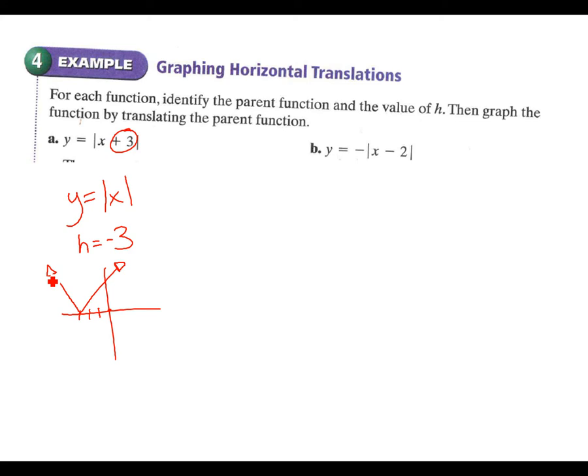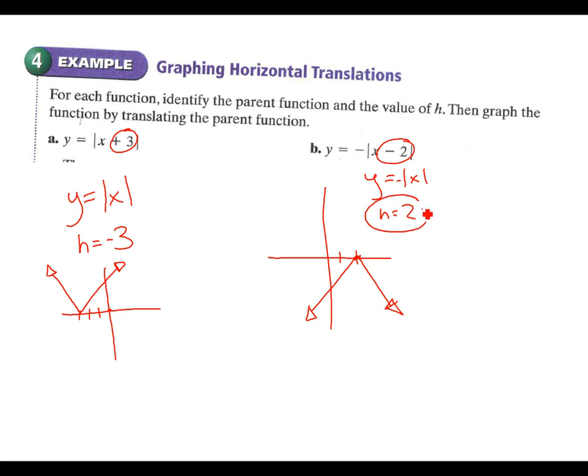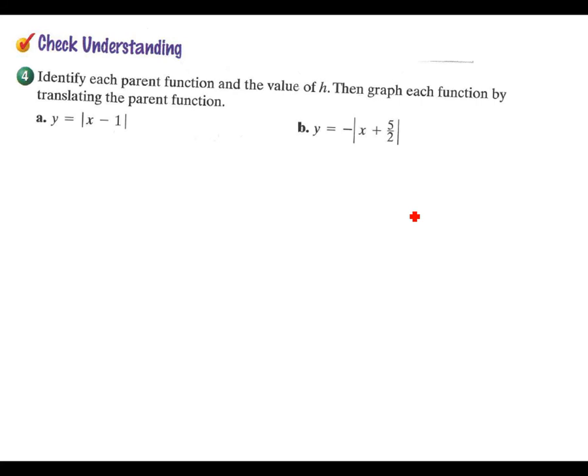All right, if we had a negative absolute value, our parent function is the negative absolute value of x. That would be flipped over, and we're going to go, h is 2. We're going to go 2 to the right and go down from there. So with the horizontal, always go the opposite of what we see. A negative here turns into a positive for the actual shift. All right, so see if you can do some horizontal shifts for A and B on understanding check 4.